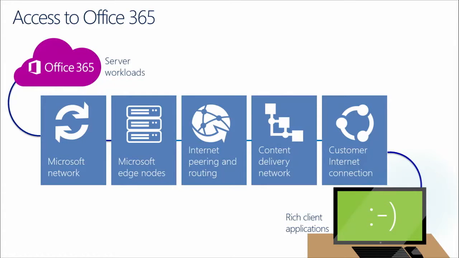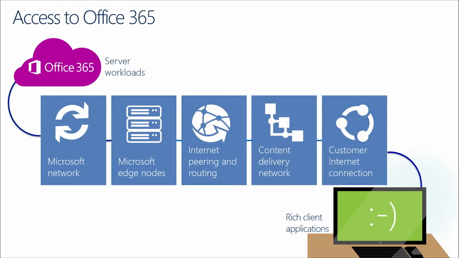So what we've described so far, if we look back at the diagram, is really the Office 365 cloud in the upper left, and we've talked through the first 3 boxes on the left-hand side of the screen. Right. The Microsoft network, the edge nodes, and the peering and routing connections that customers' networks may connect into. So the last pieces really are the content delivery network, the customer internet connection, and then the place where all of the performance problems surface are the client applications.